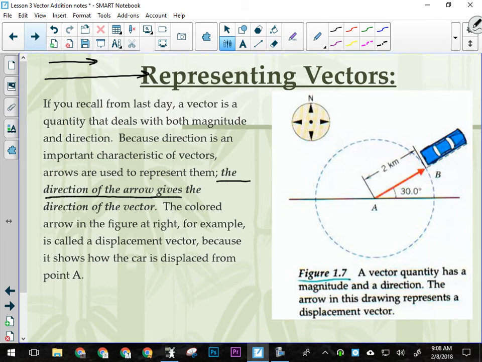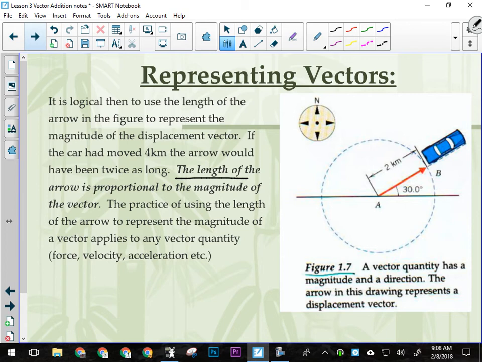So the direction of the arrow gives the direction of the vector. And then on the next page, the length of the arrow is proportional to the magnitude of the vector. So the longer the arrow, the bigger the magnitude of that vector is. All right, everybody okay with that?